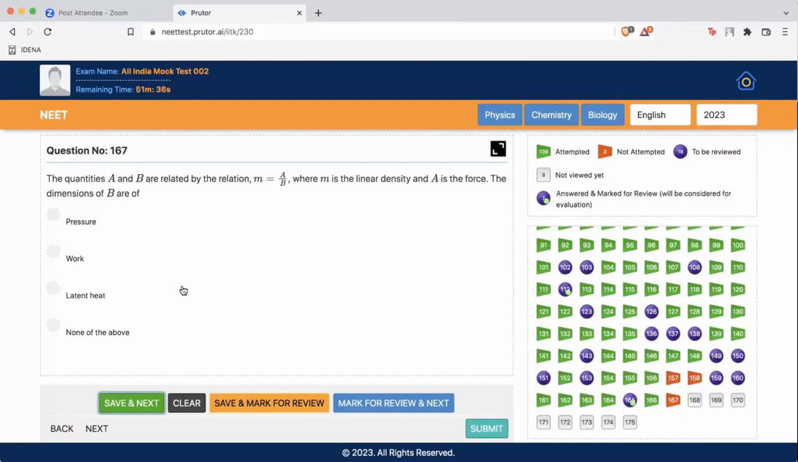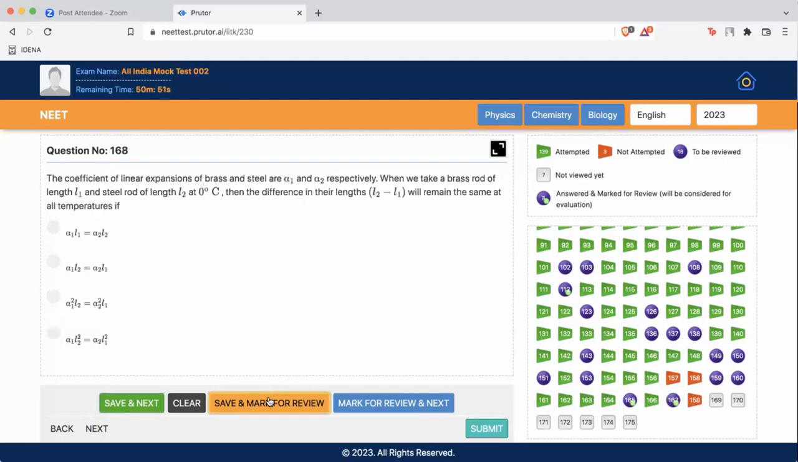It's not the dimension of B or what? M and M cancel, L squared T power minus 2. I don't think it's there. It's not work, it's not pressure, it's not latent heat. Latent heat is not given. It's not L squared T power minus 2. I think it's not in the book.